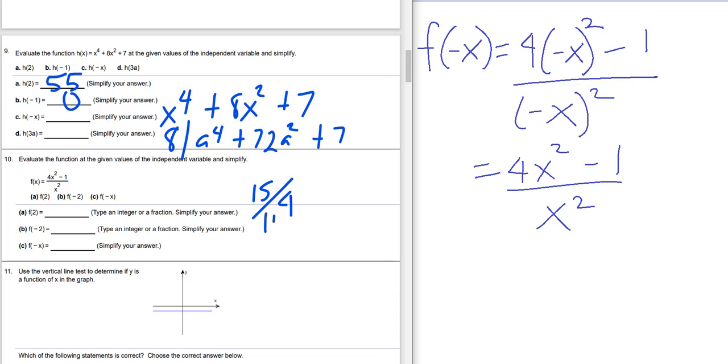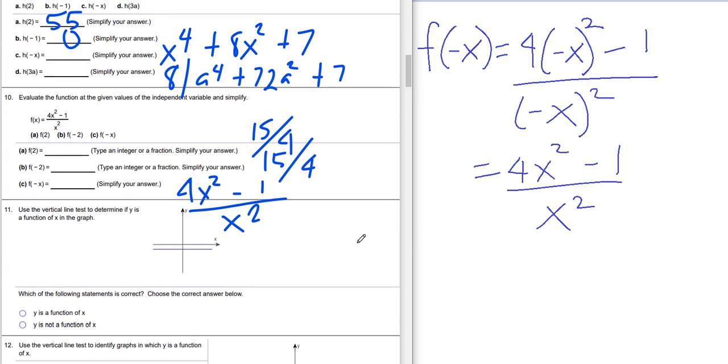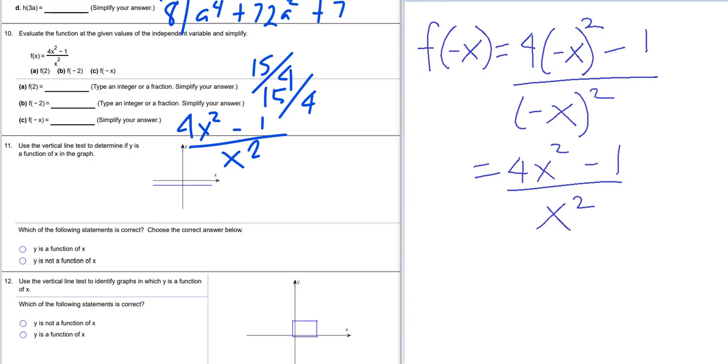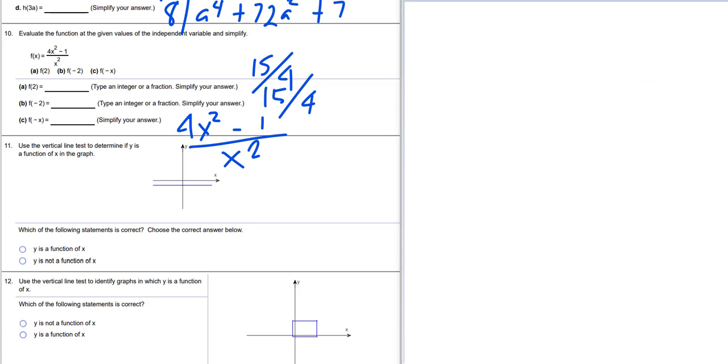So this one was also 15 over 4, and this one was the original 4x squared minus 1 over x squared. So evaluating a function isn't hard. The hardest part usually has to do with signs, or when there's a variable expression, there's a little extra algebra involved. You just have to take your time. Remember your rules for exponents and such.